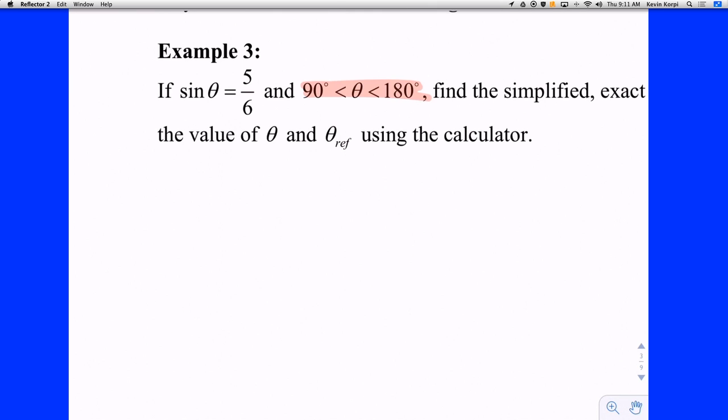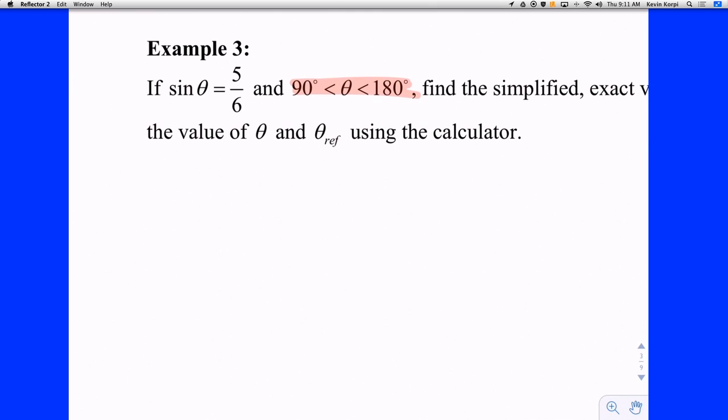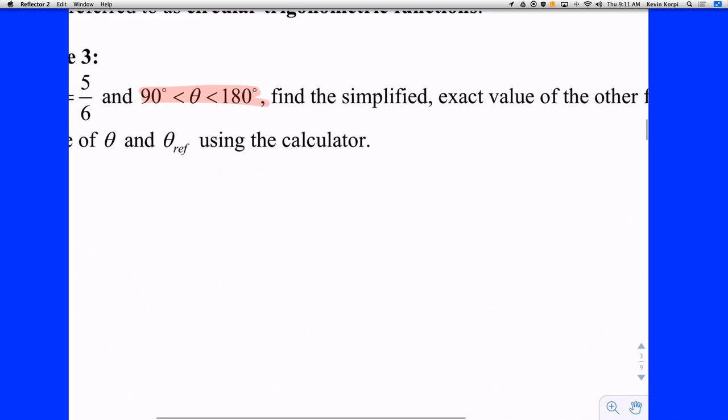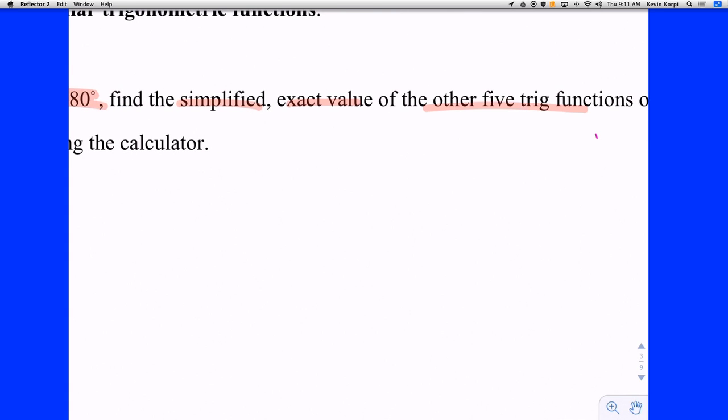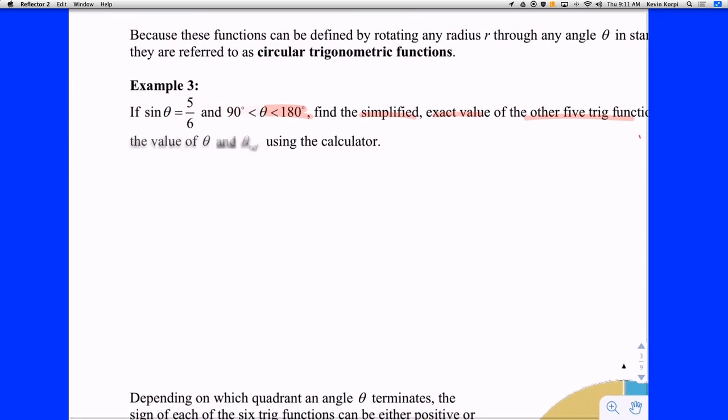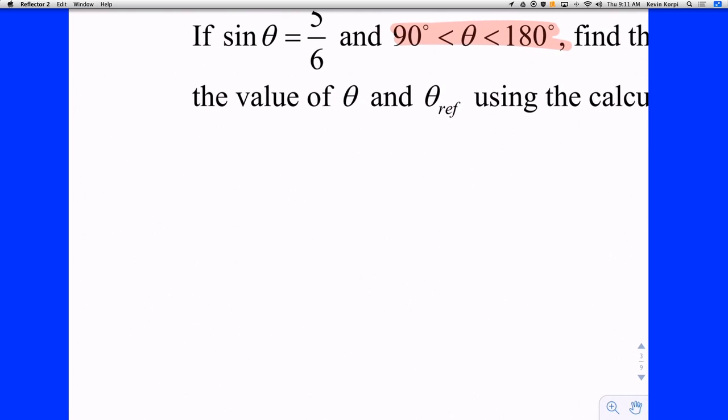All right, so anyway, once we know now that theta terminates in quadrant 2, it says to find the simplified exact value of the other 5 trig functions. So we'll start with that. Now here's what we're going to do. We're going to go ahead and draw a picture.